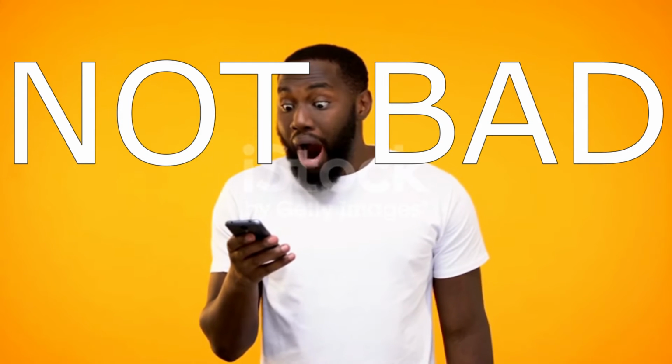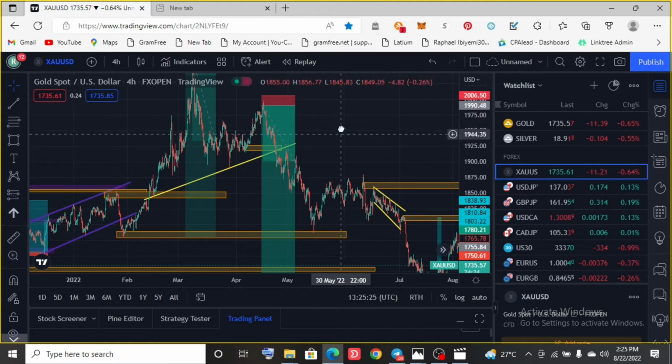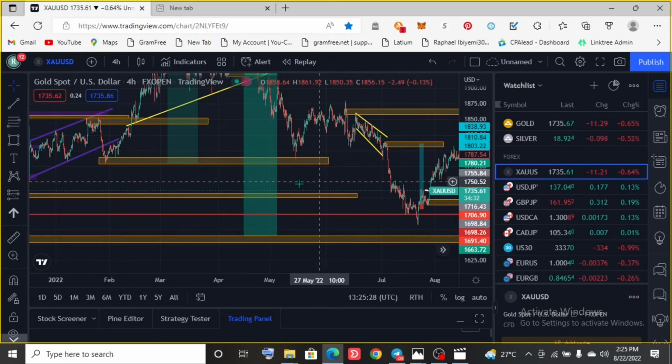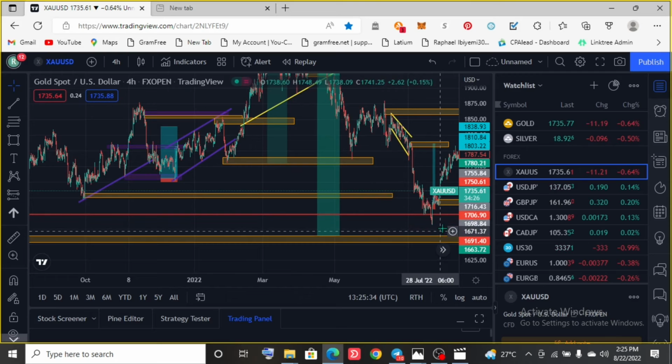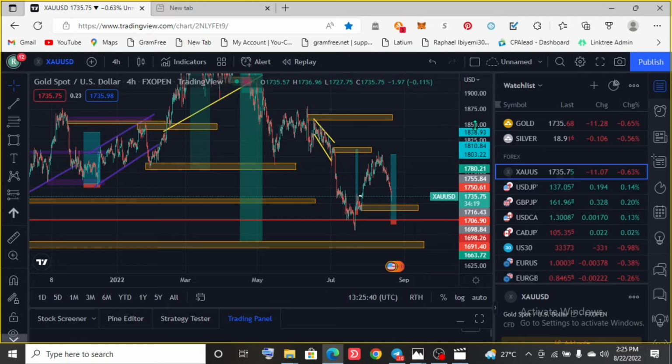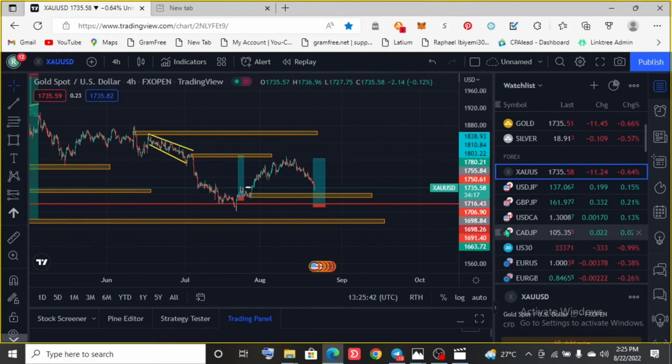And here again, we took another second entry there, targeting this level, which is how much? 3,267 pips. Though our last TP didn't get hit, it got to almost 3,600 and something pips. So that's a lot too. And after that, we followed the buy. You can see this.